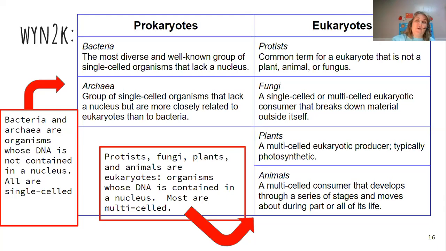Then over on the eukaryotic side, we see protists, which are any eukaryotic organism that doesn't fit in the other three categories. We have fungi, which break down things. They're consumers. We have plants, which are eukaryotic producers, and then of course we have animals, which is where we fall in. Most of your eukaryotes are going to be multicelled, and all of your prokaryotes are single-celled.